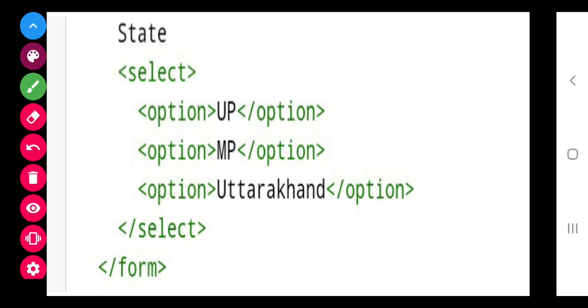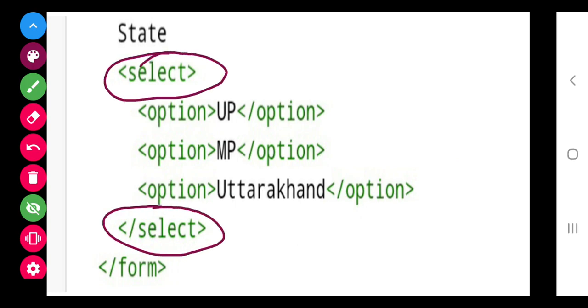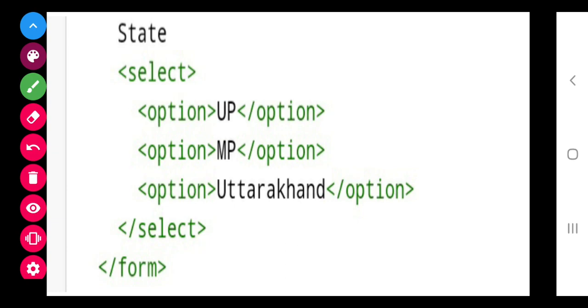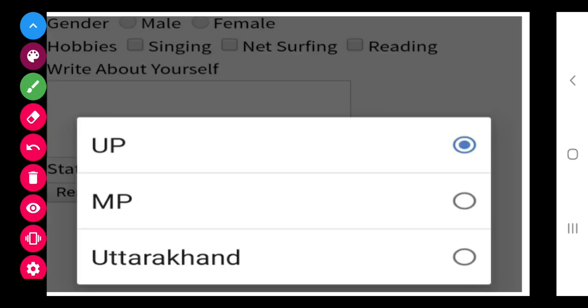Next I want to let the user select the state. For that we have to use one more tag, that is select, and we have to give options as we used to give li in ol and ul tags. Here we have to give these options. So what will happen, it will come like this. State will come, and in front of the state these options will come, and you can select any of the options.